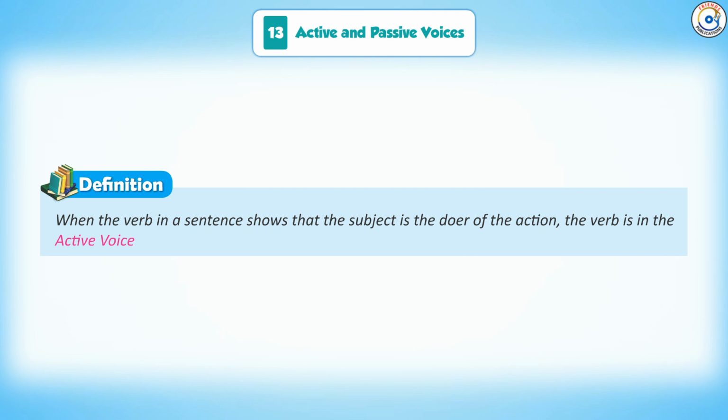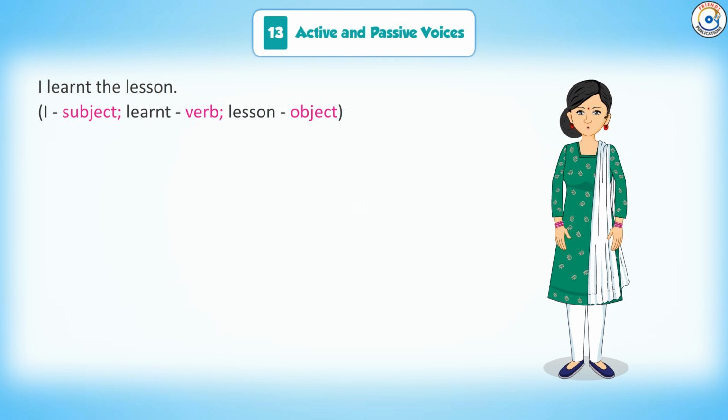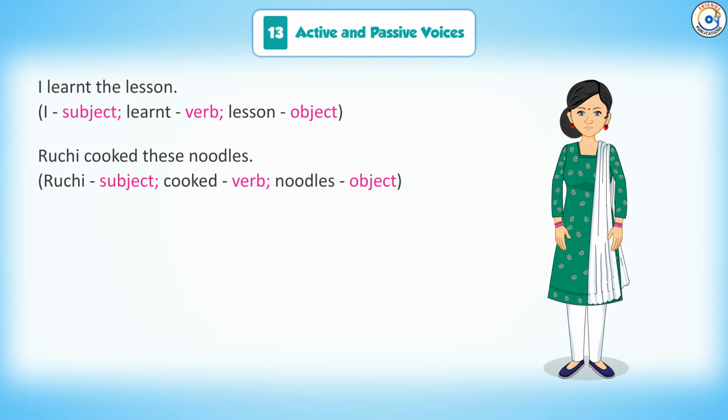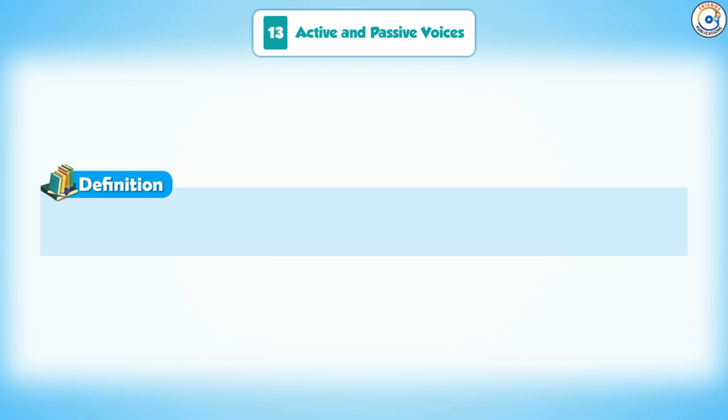Definition. When the verb in a sentence shows that the subject is the doer of the action, the verb is in the active voice. I learned the lesson. I, subject. Learnt, verb. Lesson, object. Ruchi cooked these noodles. Ruchi, subject. Cooked, verb. Noodles, object.